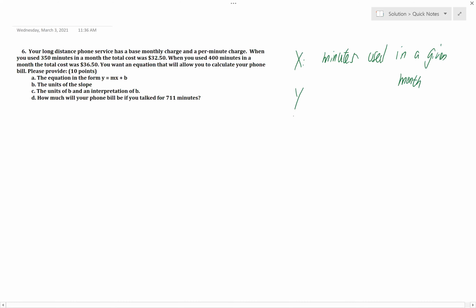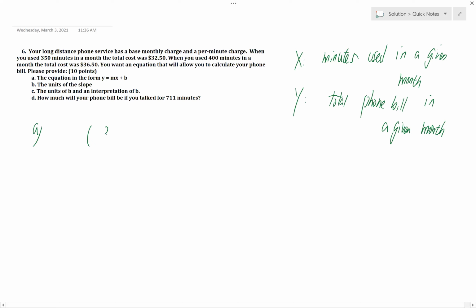And then the y value here represents, you can also say the cost function here will be, the total cost, total phone bill, in a given month. Once we define both variables, both dependent and independent, now we can set up ordered pairs and then solve for the slope first.